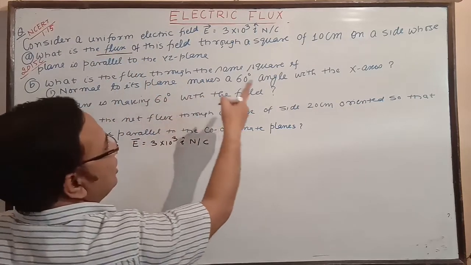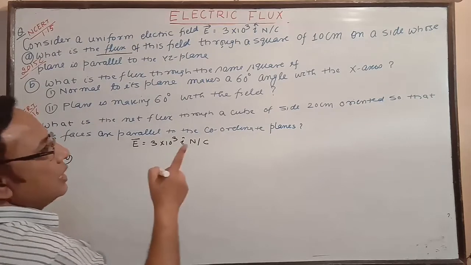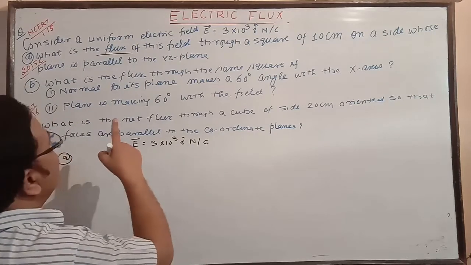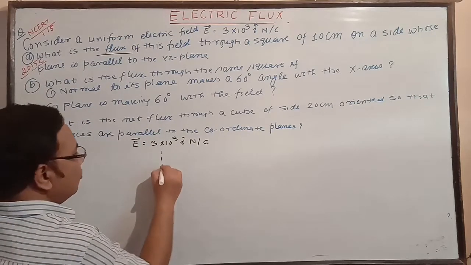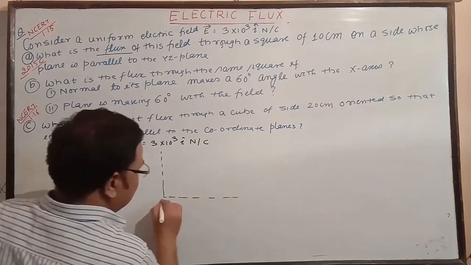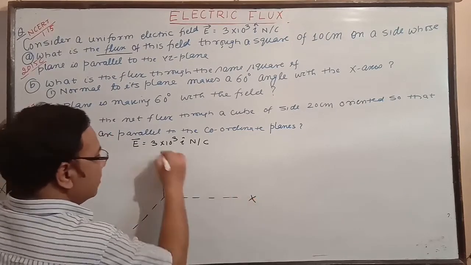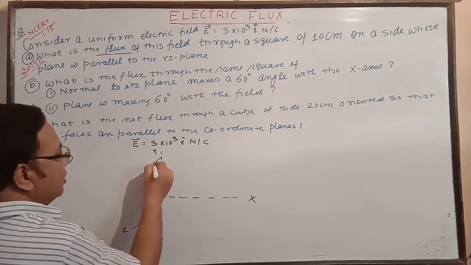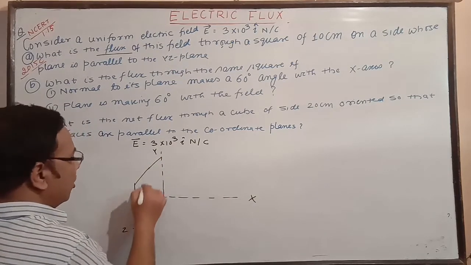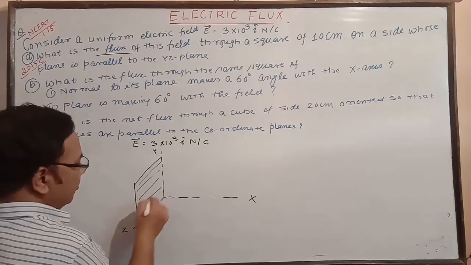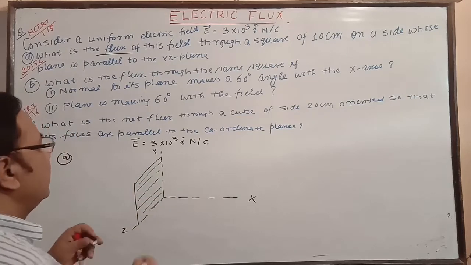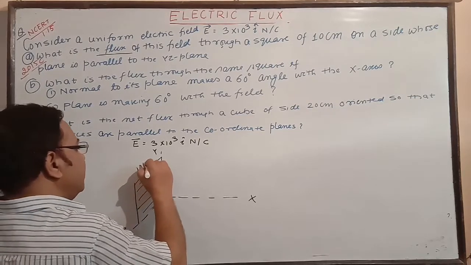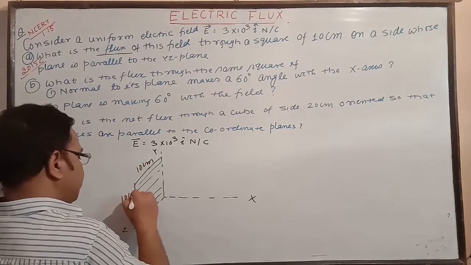Of this field through a square of 10 centimeter on a side whose plane is parallel to the YZ plane. So now we have first the axis. This is x-axis, y-axis, z-axis. Here the YZ plane, either parallel or on the YZ plane. I am going to put it here, one of the planes. Its side is 10 centimeter as per the question.